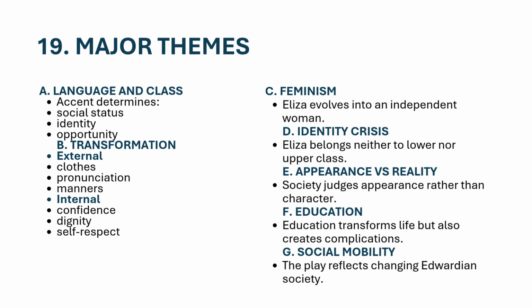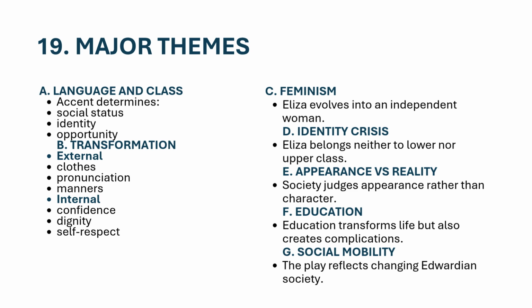The first major theme is language and class. For Shaw, language is much more than a way of communication. In the society shown in Pygmalion, a person's accent immediately reveals his or her social background. People are judged not by their character, intelligence, or morality, but by the way they speak. This is why Higgins becomes interested in Eliza. He believes that by changing her pronunciation, he can change the way society sees her.